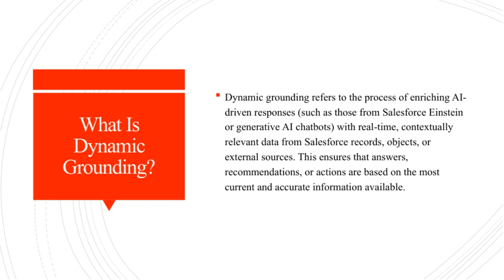Think of it like giving the AI access to the latest information from Salesforce records, objects, or even external sources. This way, whether it's a chatbot providing recommendations or answering questions, it's always working with the most current and reliable data. This process is crucial because it ensures that the answers, suggestions, or actions delivered are truly aligned with the present context. And that's a key part of making AI more effective and trustworthy in our overall Salesforce ecosystem.